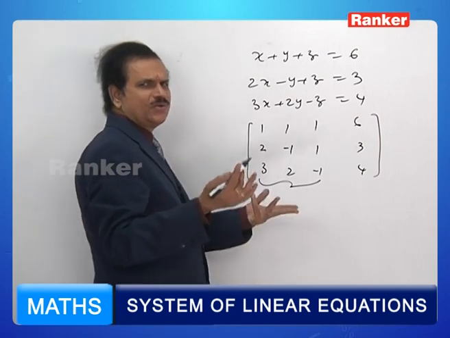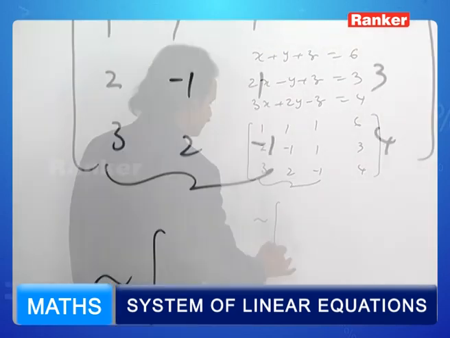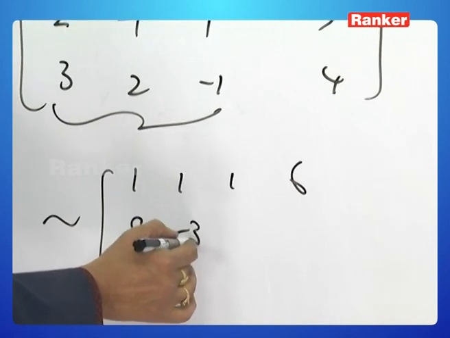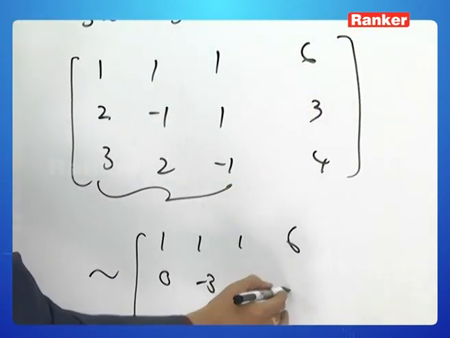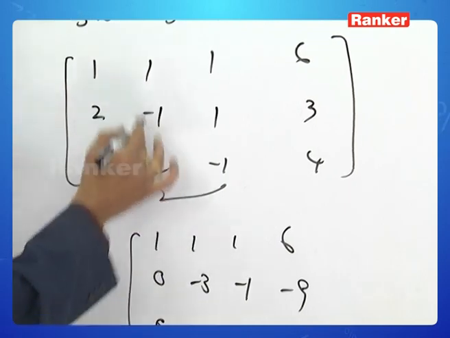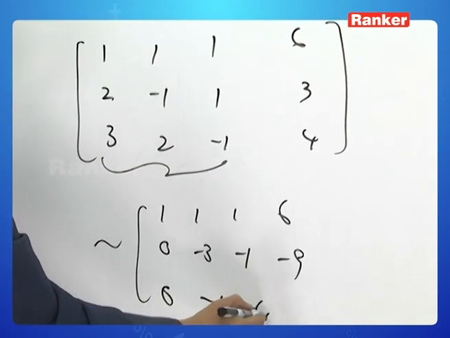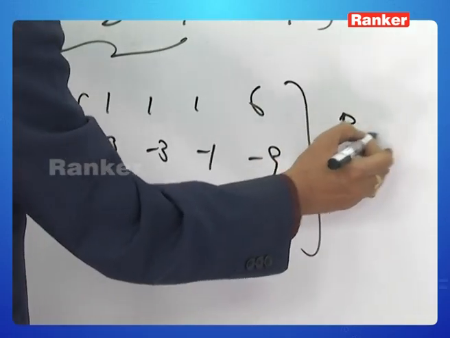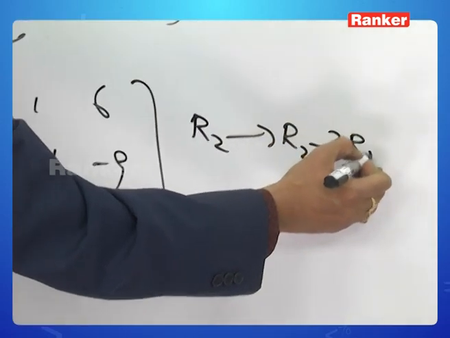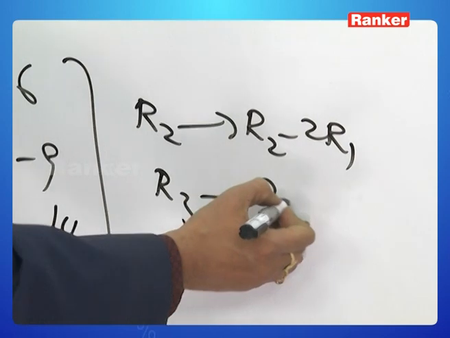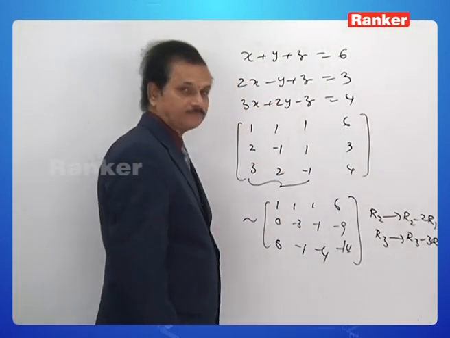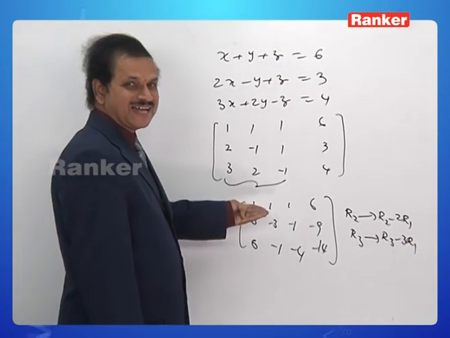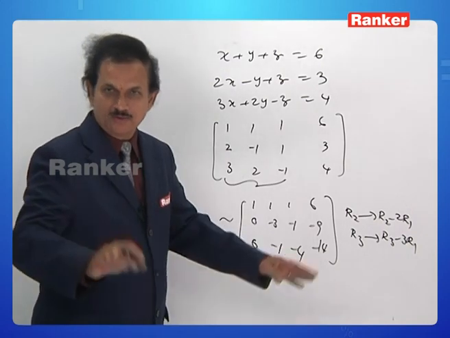Let us proceed in our usual way. This is equivalent to 1, 1, 1, 6. 2 minus 2, 0. Minus 1 minus 2, minus 3. 1 minus 2, minus 1. 3 minus 12, minus 9. 3 minus 3, 0. 2 minus 3, minus 1. Minus 1 minus 3, minus 4. 4 minus 18, minus 14. I think you could have understood. R2 changed as R2 minus 2R1 and R3 changed as R3 minus 3R1. First step is completed. What is that first step? All the entries below the 1/1th place made 0.